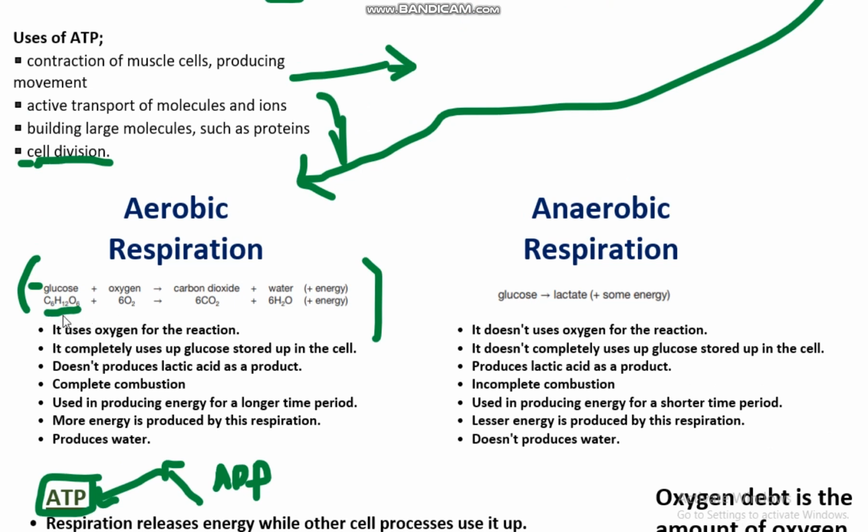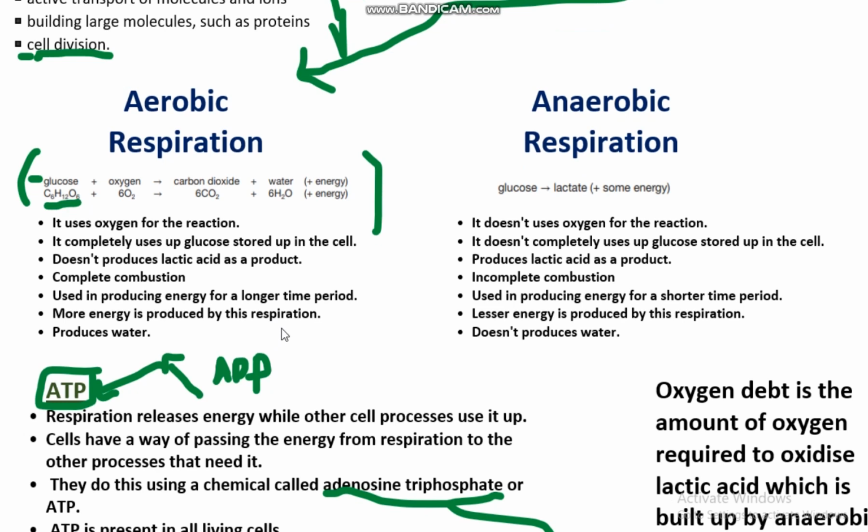And then you should know the chemical equation. C6H12O6 plus 6O2 gives us 6CO2 plus 6H2O and energy. It should be balanced, and I will be talking about balancing equations later.